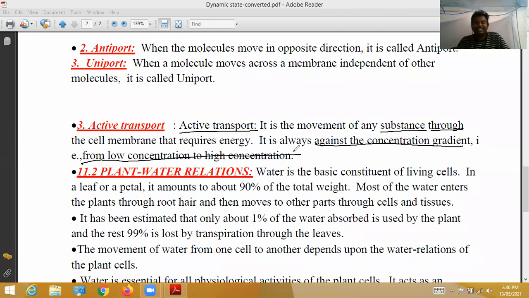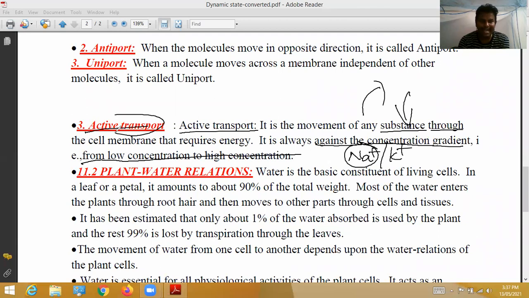The best example I mentioned is the sodium ion and potassium ion pump, with depolarization and repolarization. At that time, three sodium ions go outside and two potassium ions come inside, depending upon the concentration gradients. So that's all the information on active transport.